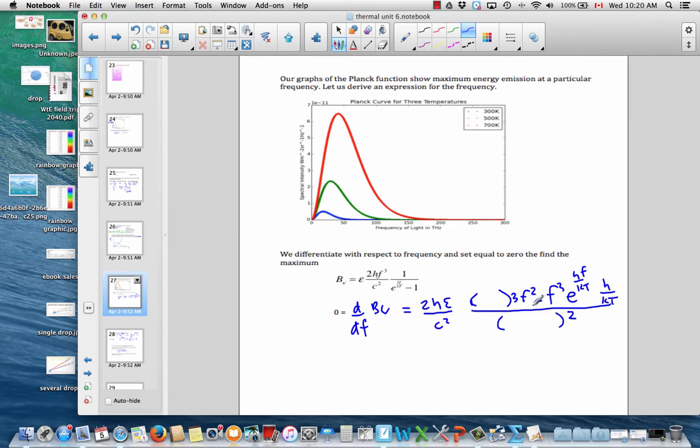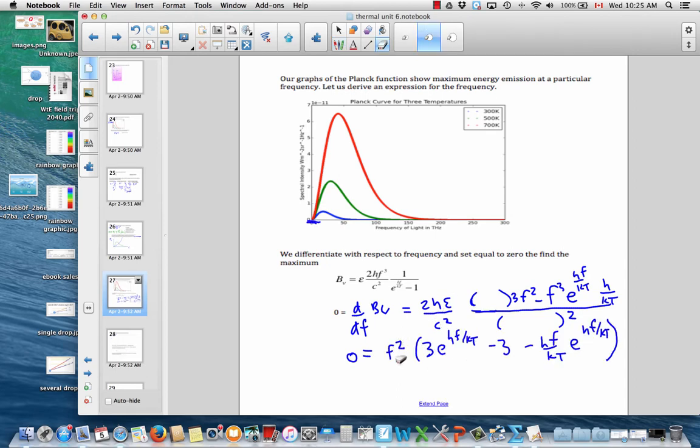Let's find the frequency at which that occurs. So this is e to the hf over kT. We notice there's a common factor of f squared there, so I'm setting the numerator equal to 0. I'm dropping the constants and factoring out the f. If we pull the f squared out, then we get a 3 left here.